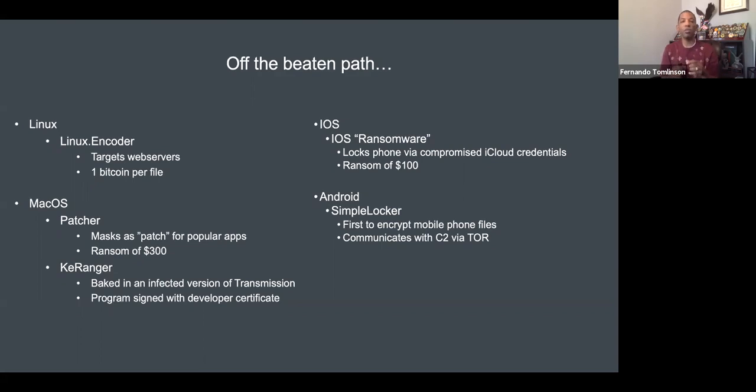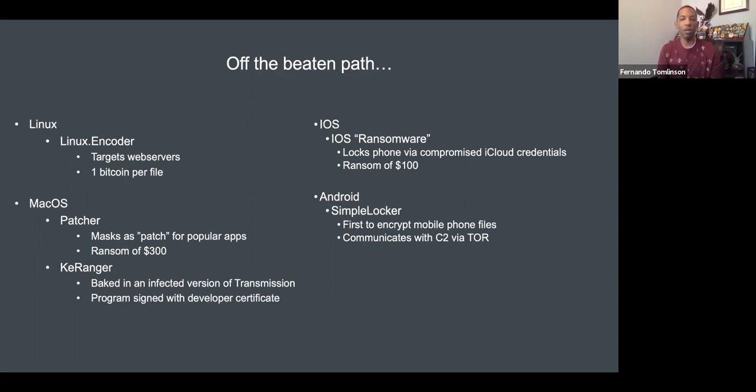And then there's KeRanger. This is baked into an affected version of Transmission. You can think of Transmission as kind of like a peer-to-peer client. They actually compromised this certificate, so they were able to sign the compromised version based upon that stolen certificate. There's iOS ransomware, which isn't really true ransomware, but it certainly meets the intent based upon the definition. And this locks your phone based upon compromised credentials for your iCloud.